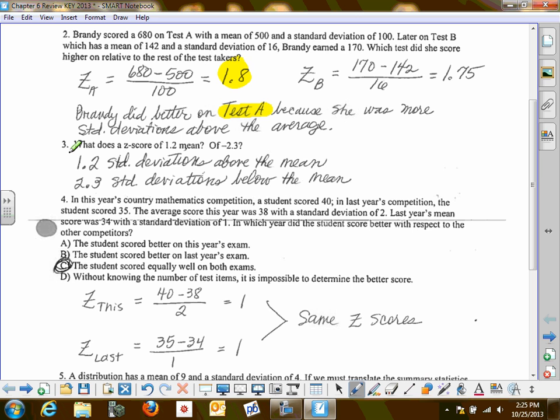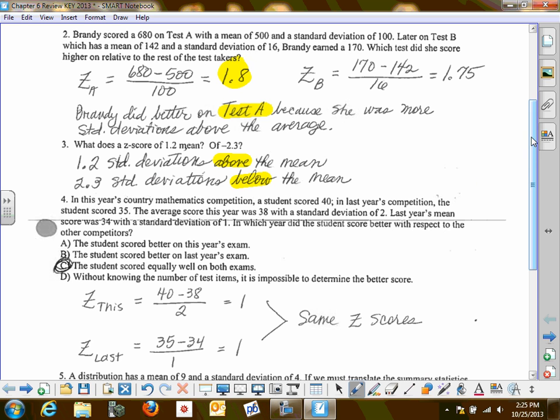Okay. Now number 3 is seeing if you know the language of statistics, that you know that this number 1.2 means 1.2 standard deviations above the mean, and negative 2.3 means 2.3 standard deviations below the mean. Okay, so that's the language.